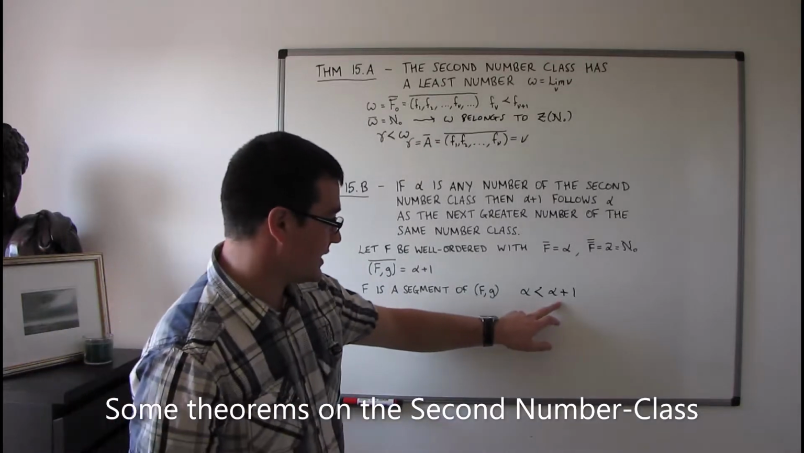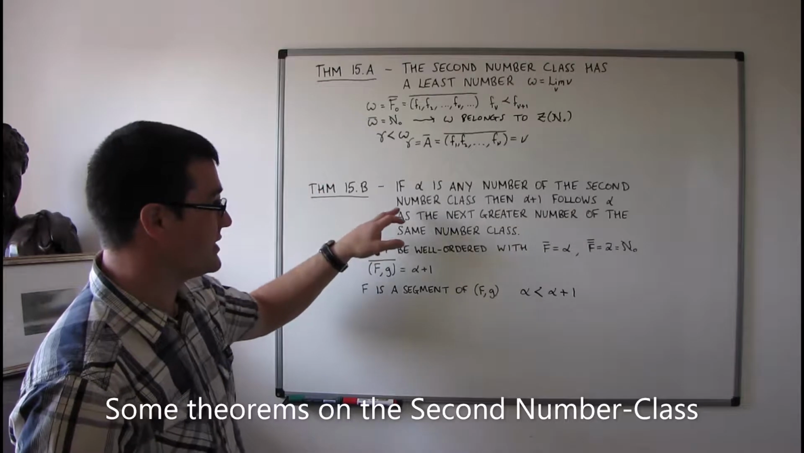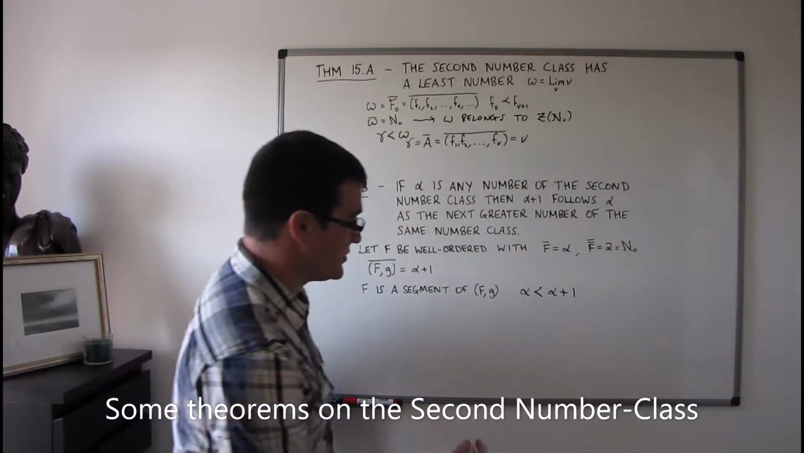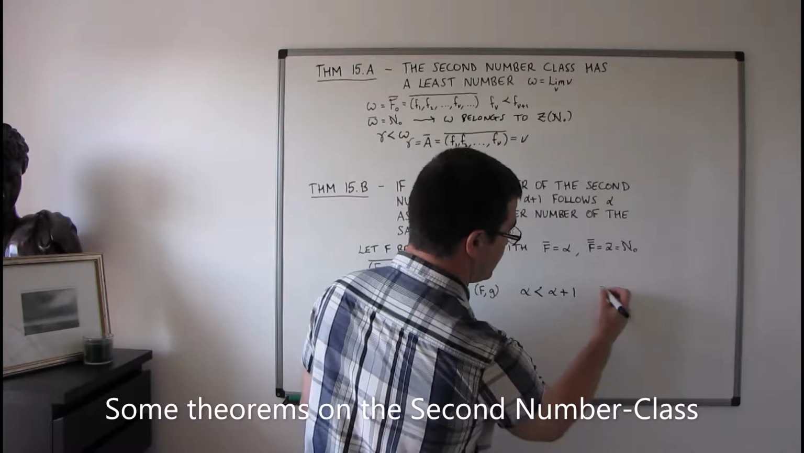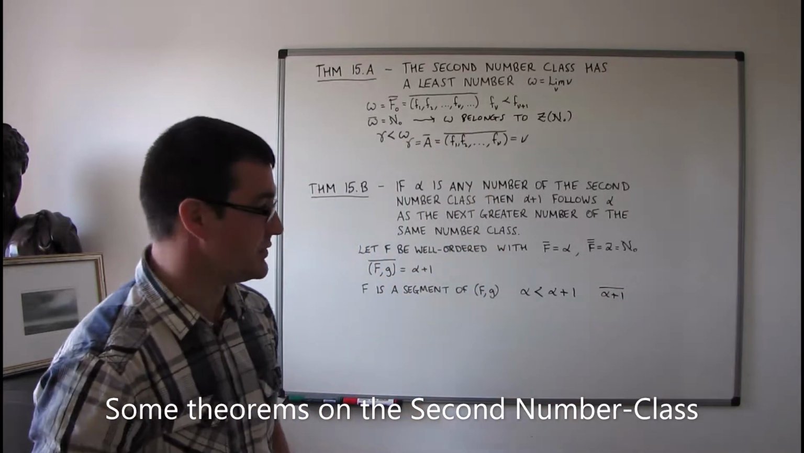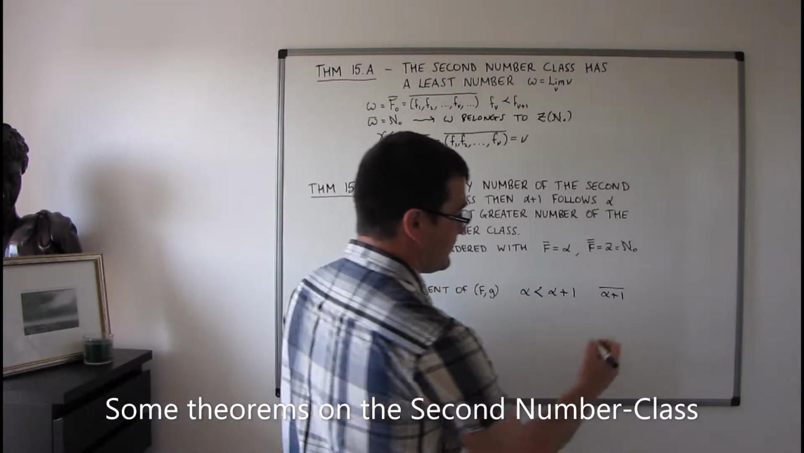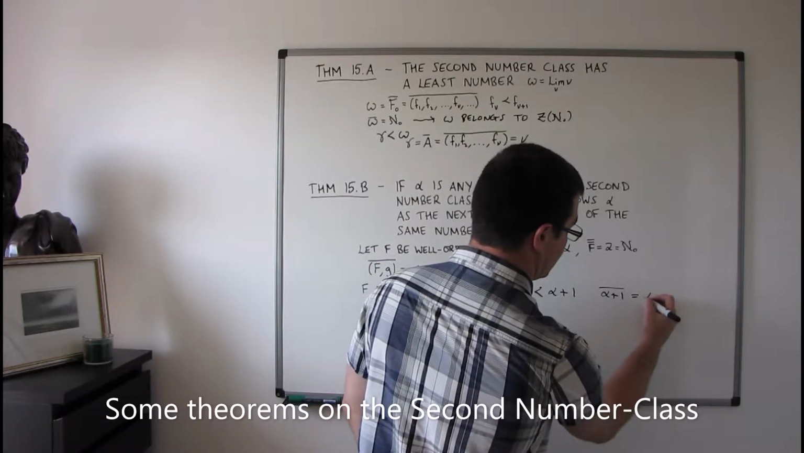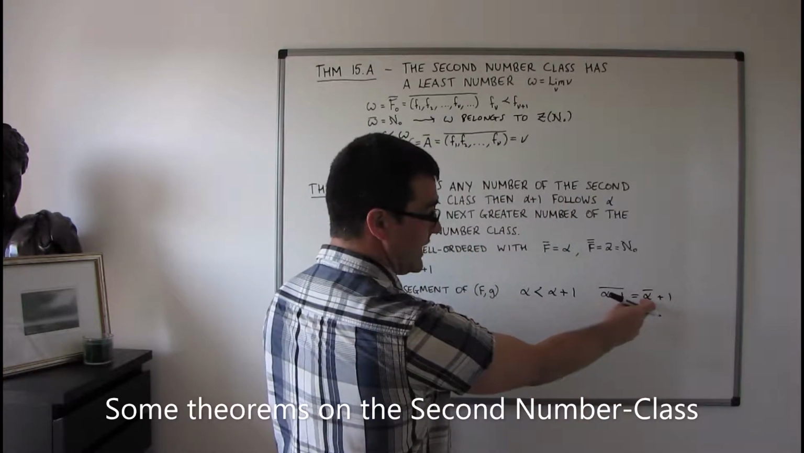So let's have a look. Can we show that alpha plus 1 is actually in the second number class as alpha? It's not too difficult to do. If we look at the cardinal number of alpha plus 1, what I'm hoping to see is that this is going to be LF0. So this is going to be alpha, the cardinal number of alpha plus 1.